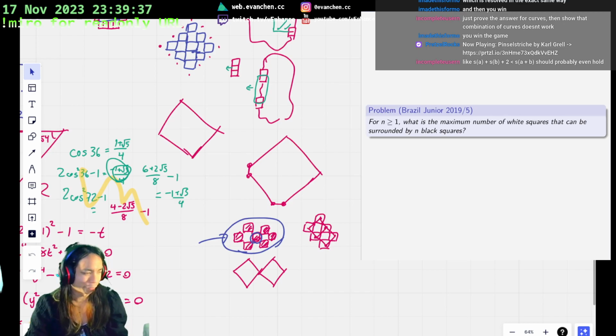Yeah, I agree that the non-convex shapes are idiotic. I just have to deal with them. Just because it's obviously not the optimal construction doesn't mean you get to not rule them out. You just have to do the work. So I don't know, yeah, I think this is okay.